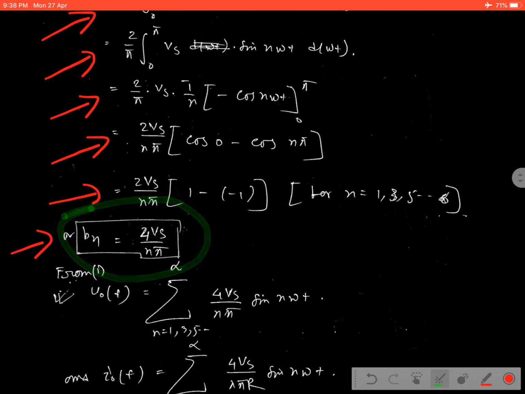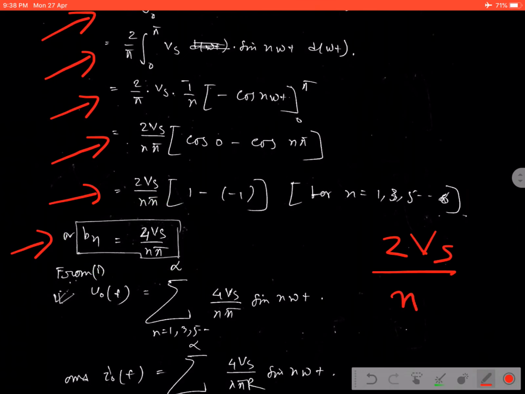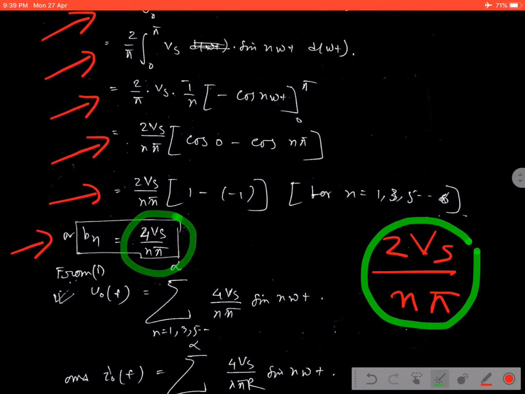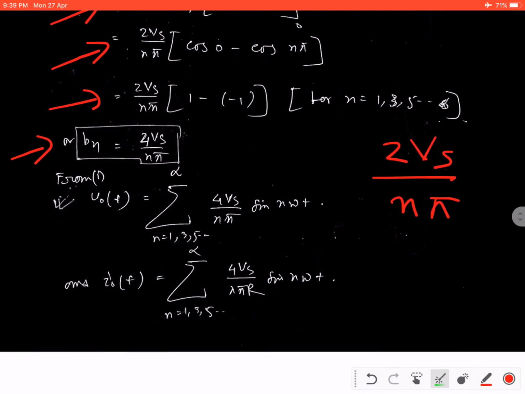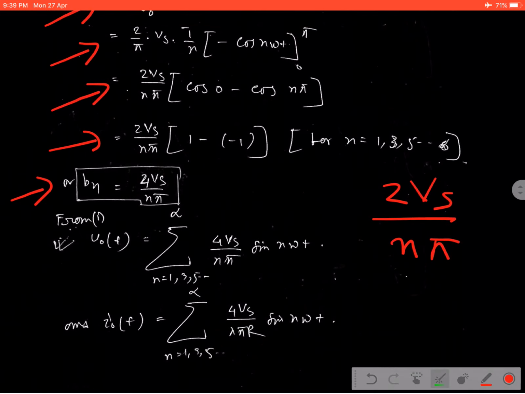In case of the half bridge inverter, we got the result 2 Vs by n pi. But here we will get the result 4 Vs by n pi. That means the magnitude is higher with respect to the previous one. That is the benefit of using the full bridge inverter for industry purposes. That means the output voltage magnitude is high with respect to the half bridge.